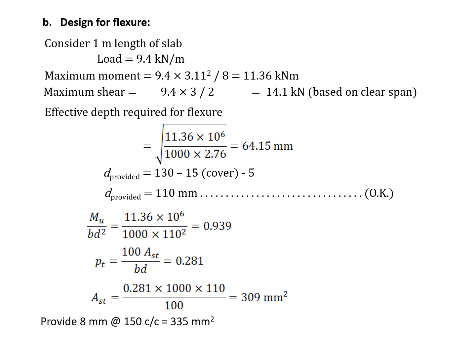Now there you see in beam used to be number of bars. Here what is more popular is you give the spacing. So if you provide 8 mm Tor at 150 center to center, you get 335, which is slightly higher than 309, and we have chosen that spacing.